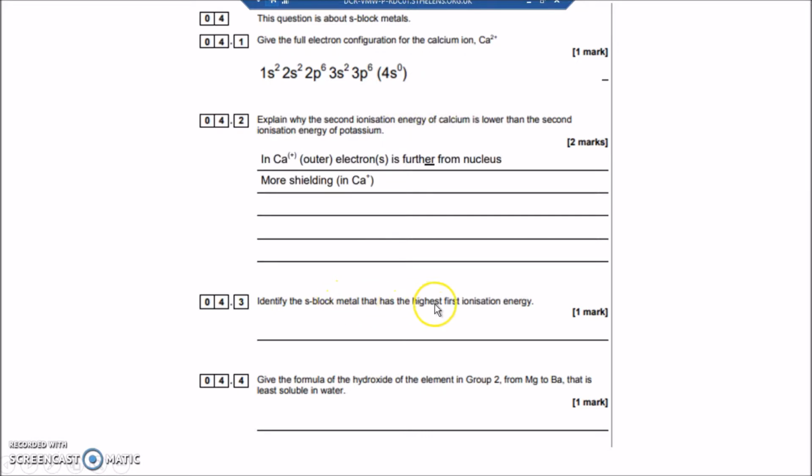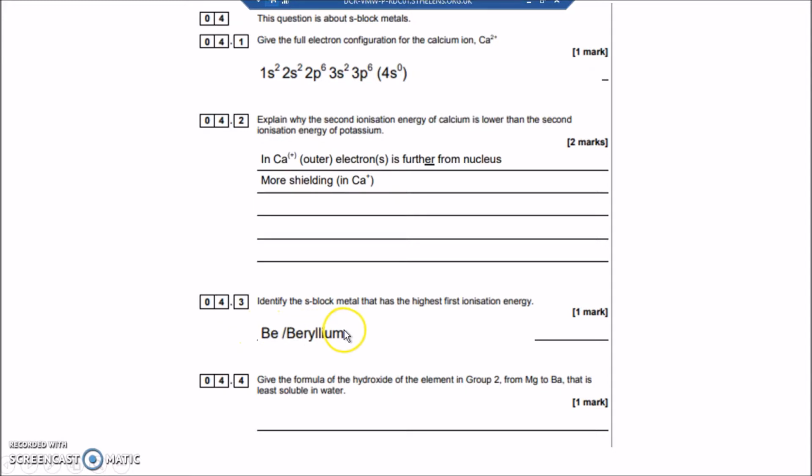Identify the S-block metal with the highest first ionization energy. So it's something towards the top, something that's small, because if it's small, the electrons are closer to the nucleus and the attraction of the protons in the nucleus. So right at the top of group 1 and group 2 are lithium and beryllium. So the answer is actually beryllium. Beryllium, because it's to the right of lithium along the second period, and therefore it's got more protons.